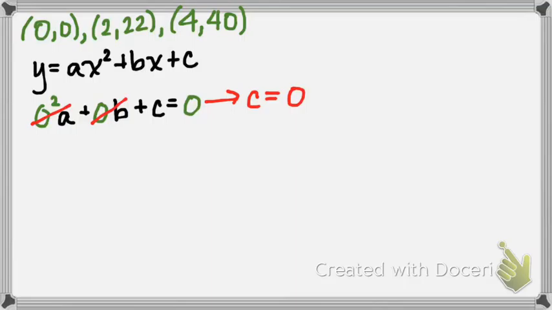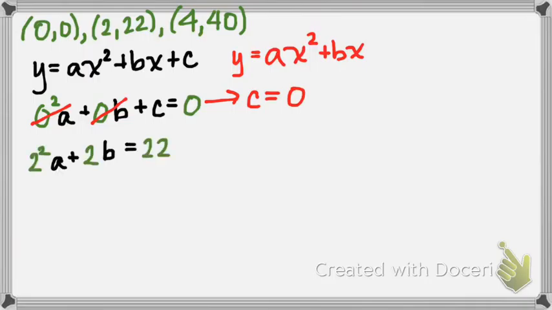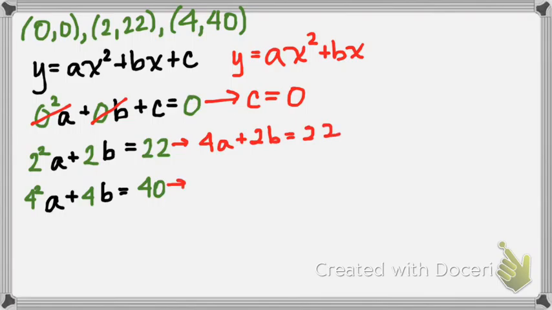So it's really helpful. We know what c is. So we're going to start inputting c equals 0. We can actually at this point say that our quadratic function is going to look like y equals ax squared plus bx plus 0, so I'm just not going to write it. Okay, so now we can input our other 2 points. 2 squared a plus 2b equals 22, and 4 squared a plus 4b equals 40. I'm going to go ahead and simplify 2 squared and 4 squared. So we get 4a plus 2b equals 22, and 16a plus 4b equals 40.